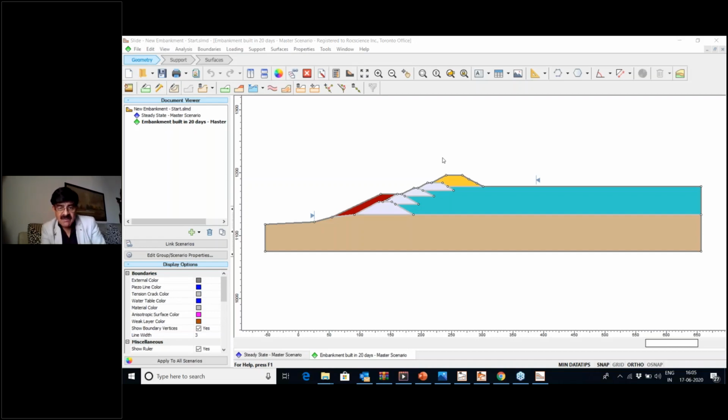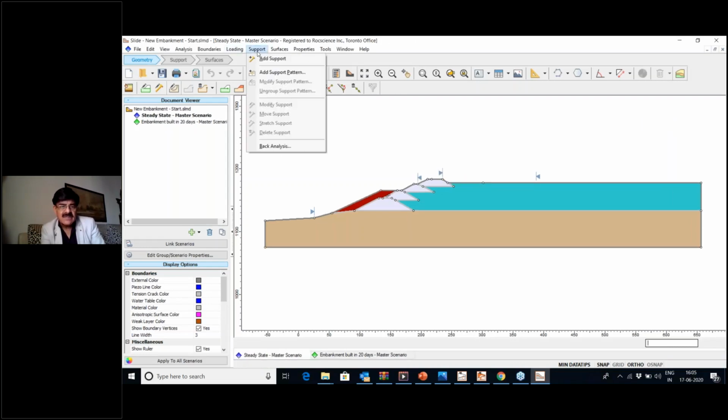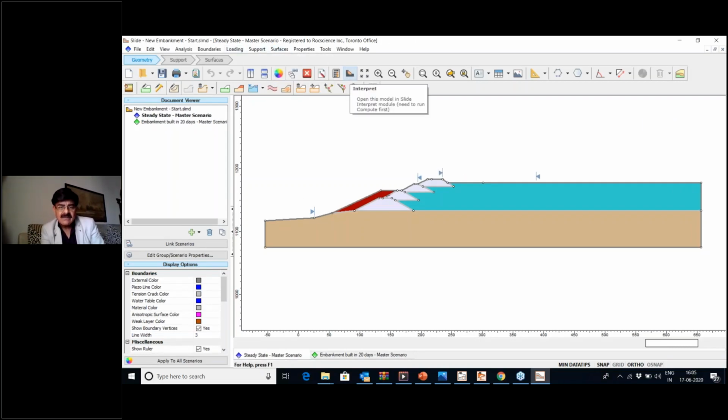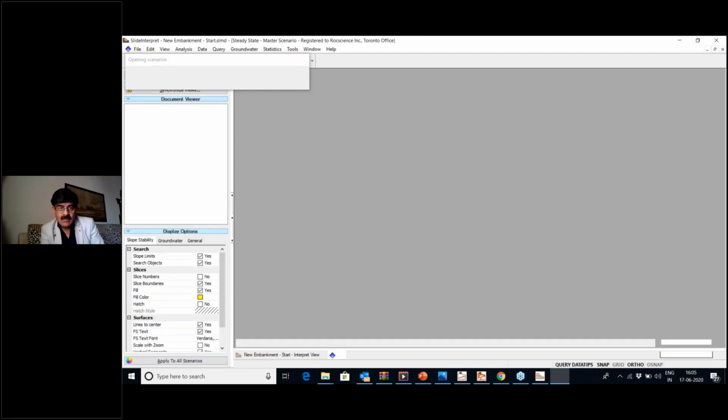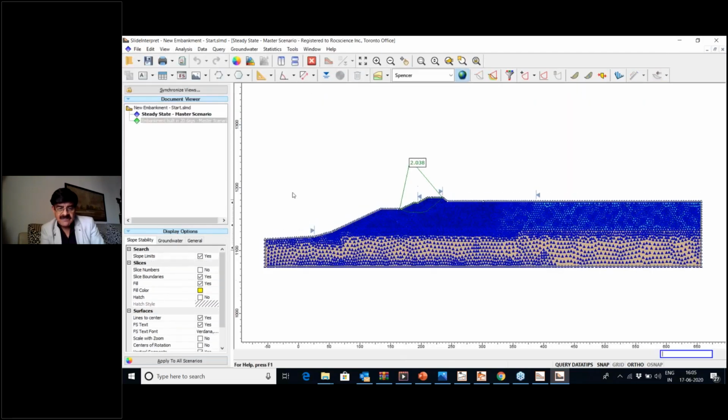Okay, and what we're going to do is import the values that we saved, but before that we have to see how we apply. Okay, let's first carry out the analysis. First, let's see the results. And the factor of safety, you can see 2.038, initial condition.